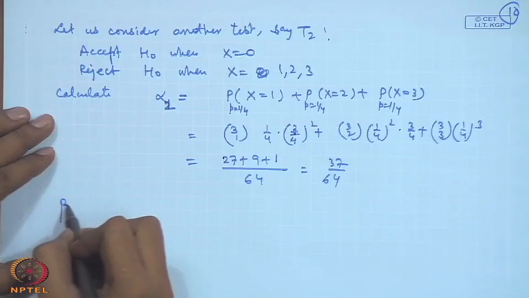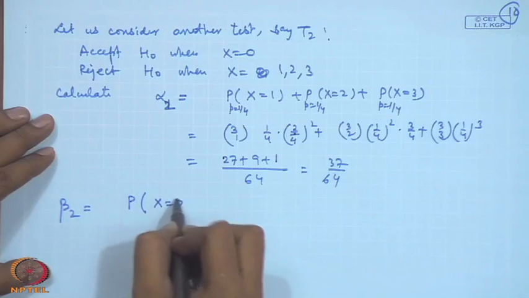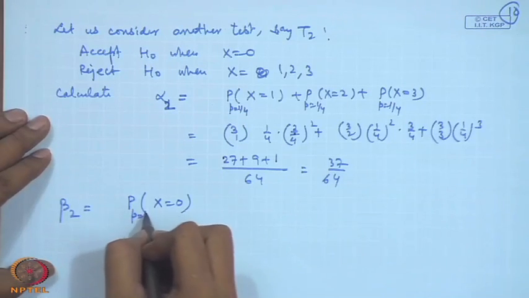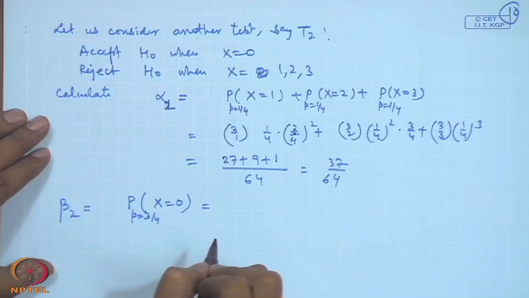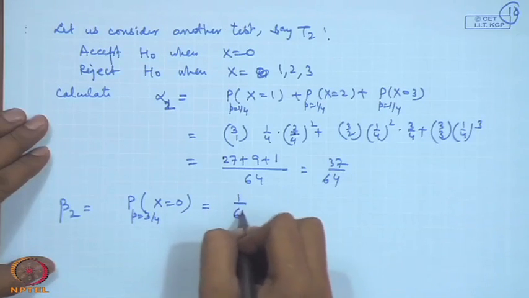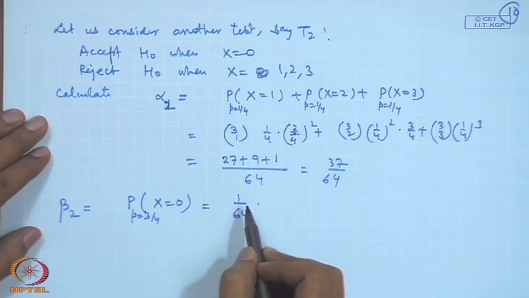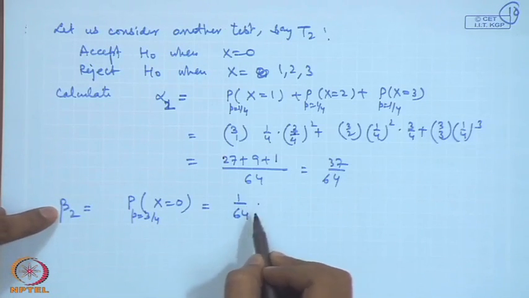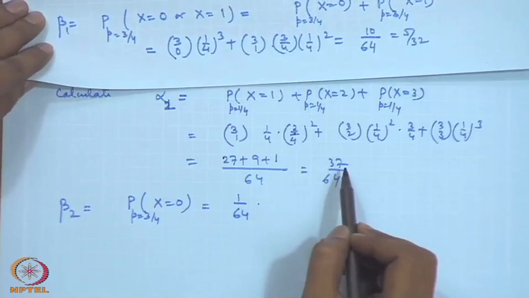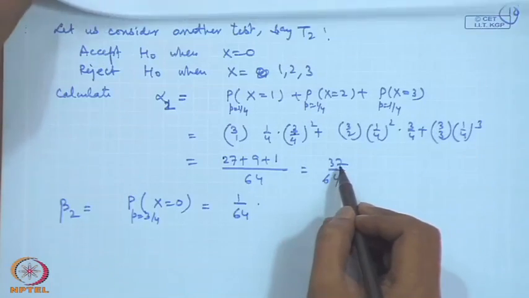And let us look at, say, the probability of type 2 error, then that is becoming the probability of x equal to 0, that is the probability of accepting H naught when it is false. So, this is simply equal to 1/64. So, you can see here that by using this particular test, we have been able to reduce beta 2 from 10/64 to 1/64, but at the same time the probability of type 1 error has increased from 10/64 to 37/64.